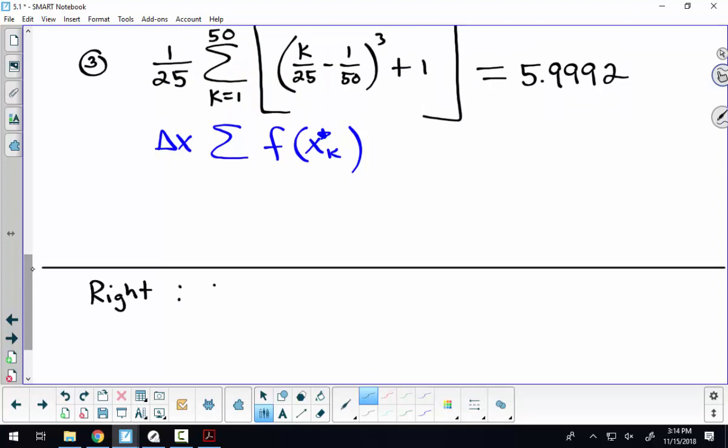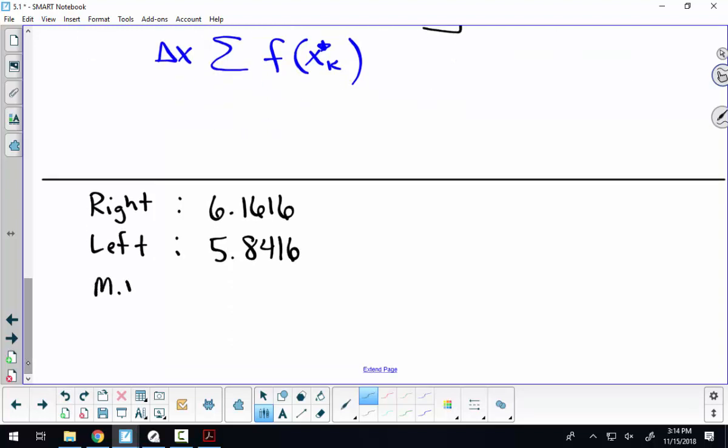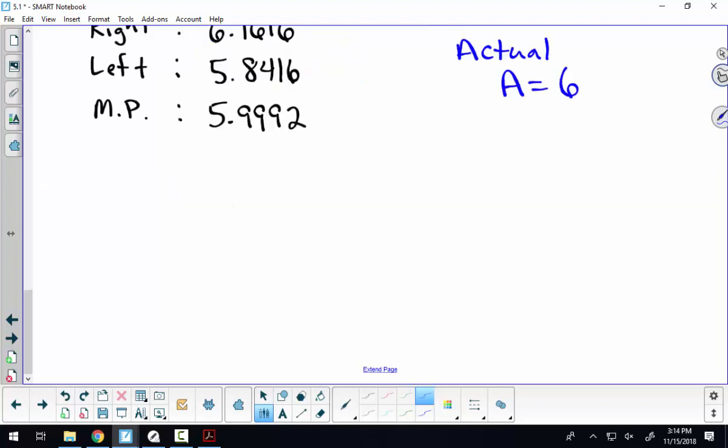So the right Riemann sum gave us 6.1616. The left gave us 5.8416. The midpoint 5.9992. And the actual is 6. So that was x cubed plus 1, so it kind of looks like this, from 0 to 2. And that area, exact area is 6.